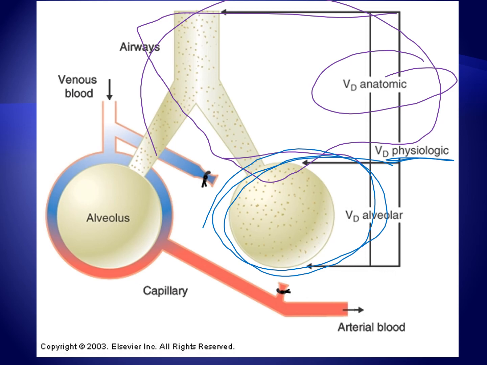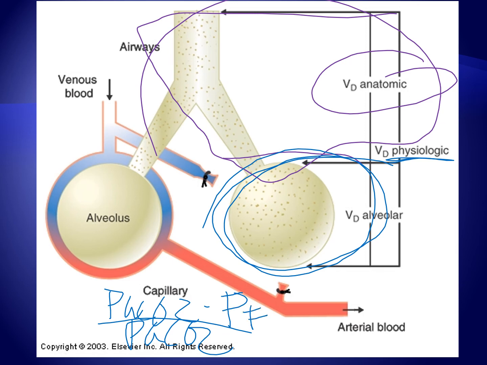Is there a way I can figure out someone's physiologic dead space? Yeah, it's called the Bohr equation. I'm going to take their exhaled CO2 and their arterial CO2 over their arterial CO2. So I'm going to minus their exhaled PET end tidal.